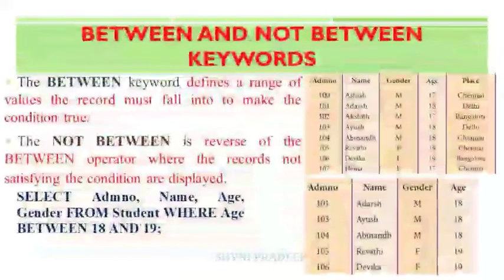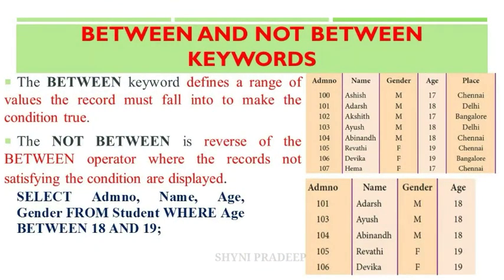Next keyword is the BETWEEN and NOT BETWEEN keywords. The BETWEEN keyword defines a range of values the record must fall into to make the condition true. The range may include an upper value and a lower value between which the criteria must fall. The NOT BETWEEN is the reverse of the BETWEEN operator, where the records not satisfying the condition are displayed. Here one condition will be given. If the records satisfy the condition, that is the BETWEEN keyword. If the records are not satisfying the condition, that is the NOT BETWEEN keyword.